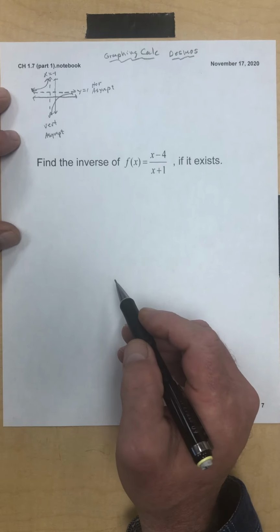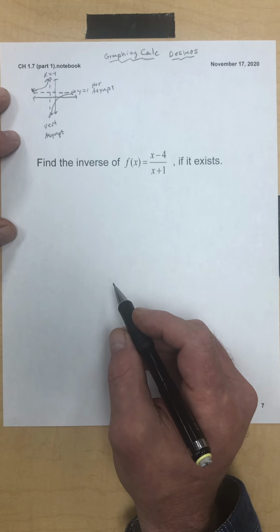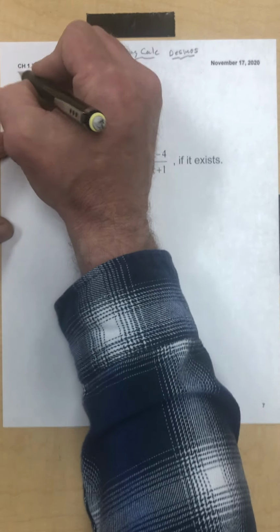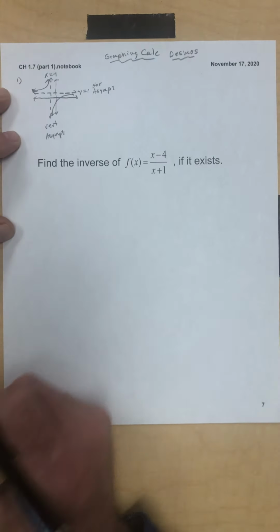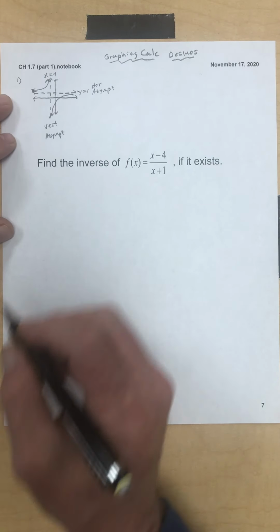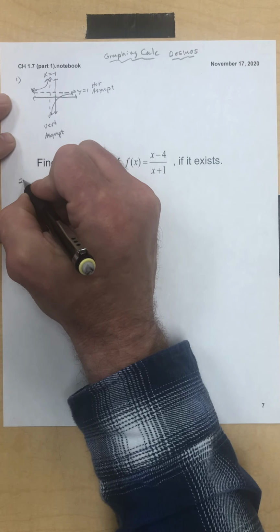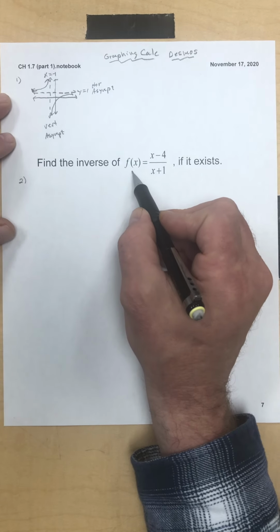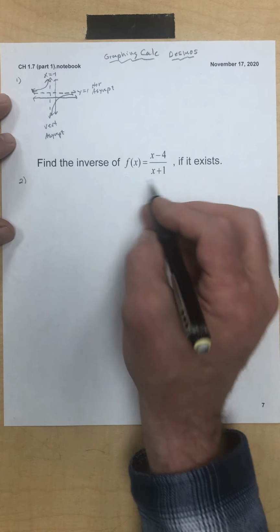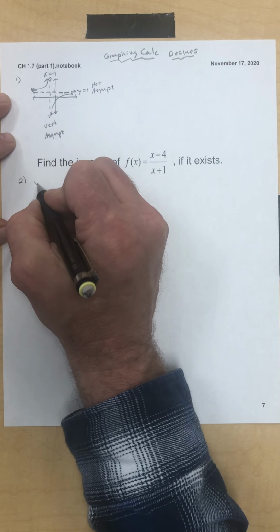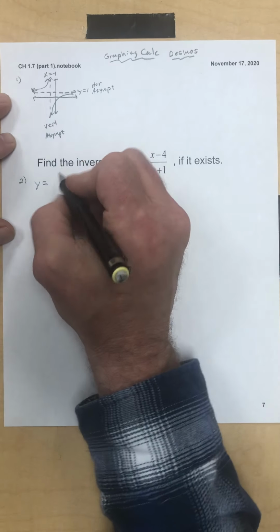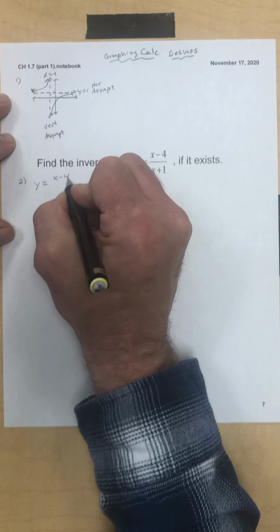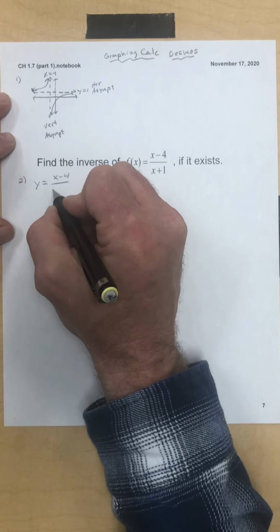Finding the function isn't really any tougher than the other guys. So we took a look at what it looks like. That guy could come in handy down the road. And so I say, well, what do I want to do next? Well, the first thing, get it out of function notation. So replace the f of x with y. So I get y equals x minus 4 over x plus 1.